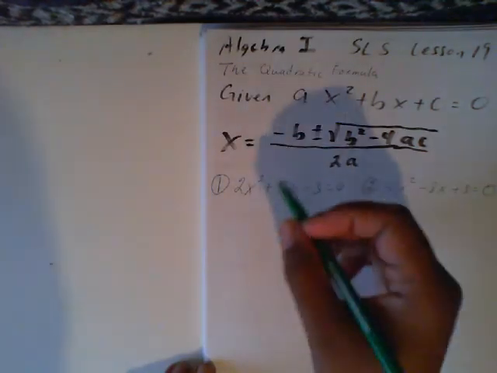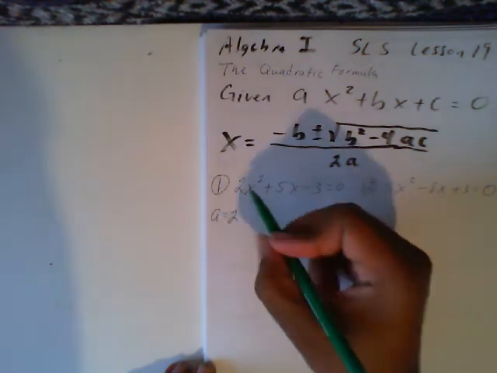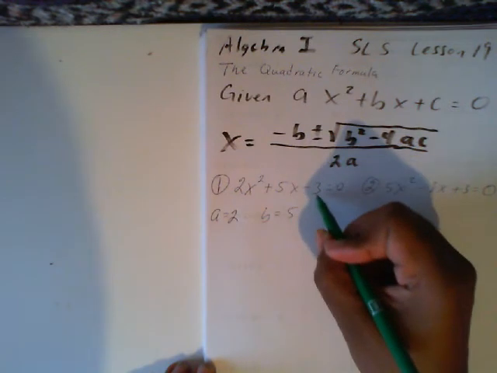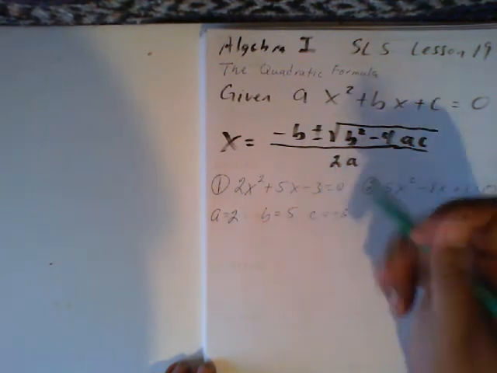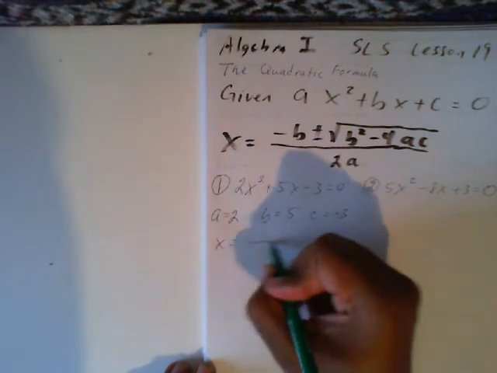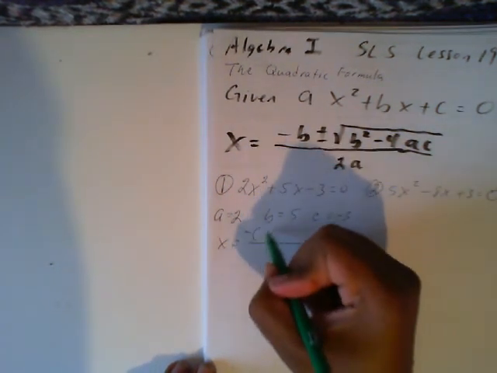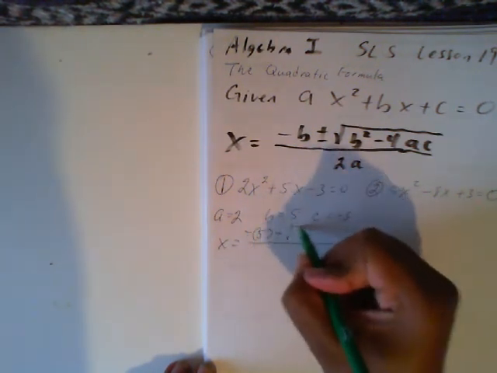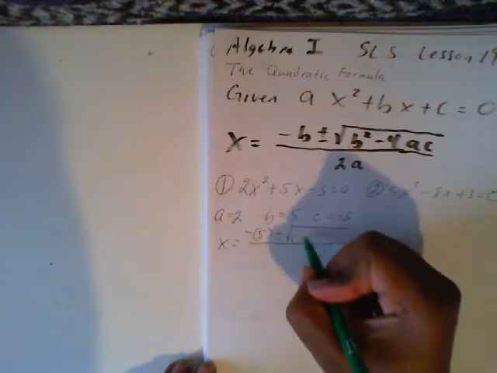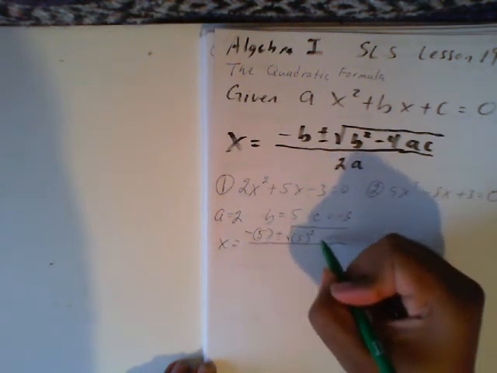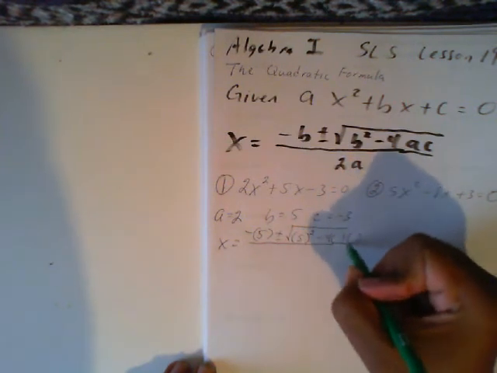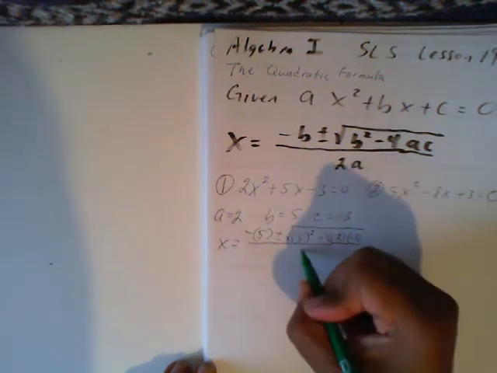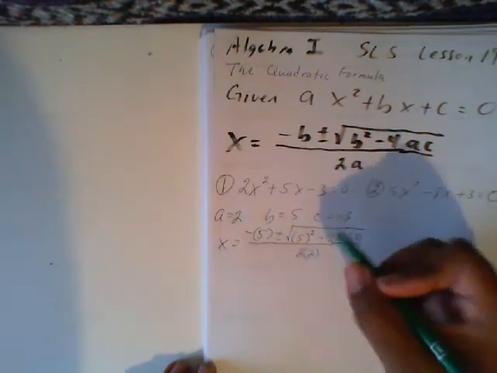So for number 1, let's identify a, which is the coefficient on x squared, 2, b, the coefficient on x, which is 5, and c, the constant, which is negative 3. So x would equal the opposite of b, there's the opposite, and there's b right there, plus or minus the square root of b again, there's the b, to the second power, minus 4, then times a, which is 2, and c, which is negative 3, all over 2 times a, which is 2.